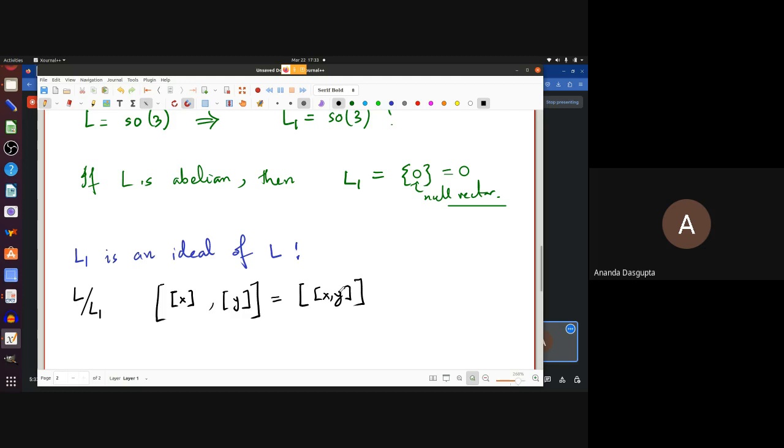The equivalence class of a bracket. Right? But what can you say about the bracket? What can you say about the bracket? In other words, can you identify a set which this bracket is definitely an element of?